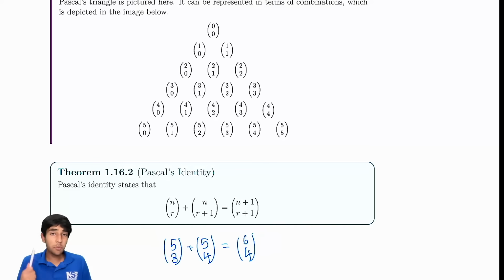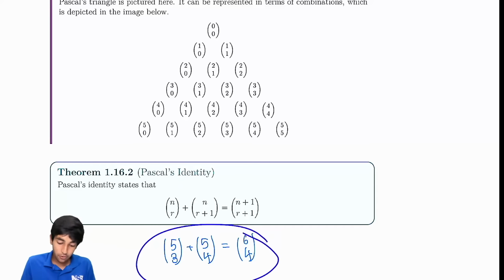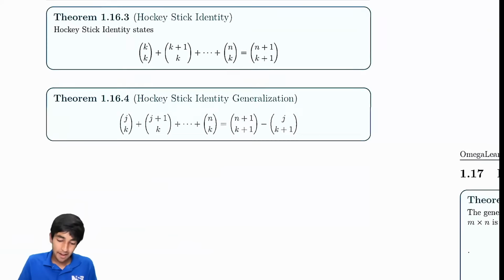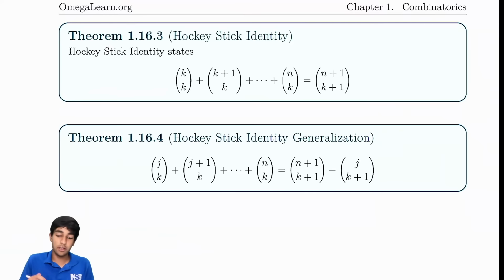I'm not going to go into the proof of this, but you can check out the book. It's in there if you're interested. It's a nice proof. You should check it out. So yeah, this is often useful for simplifying expressions. And now there's the hockey stick identity, which is quite useful.